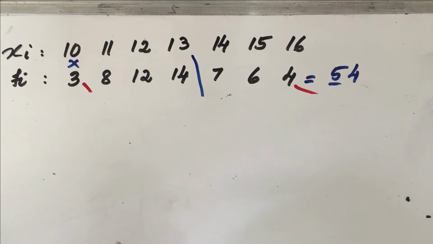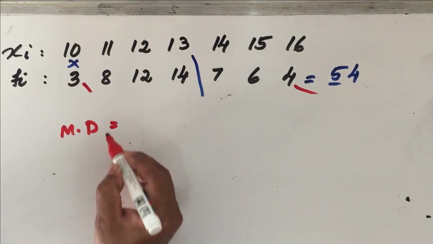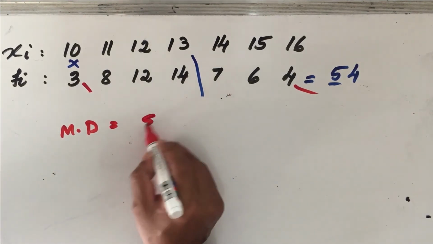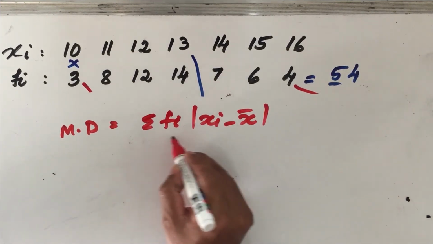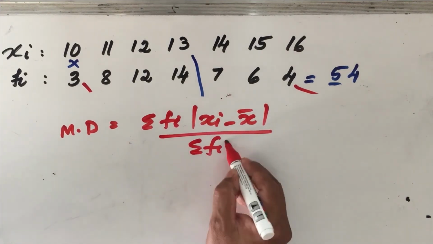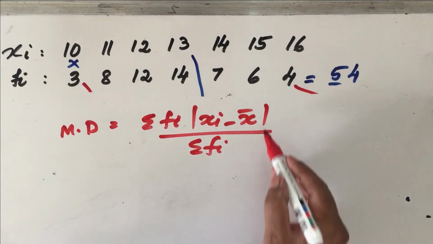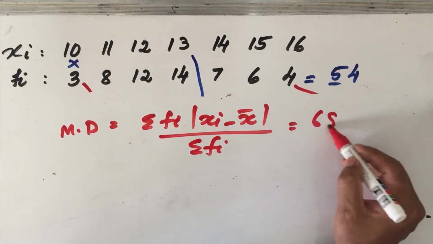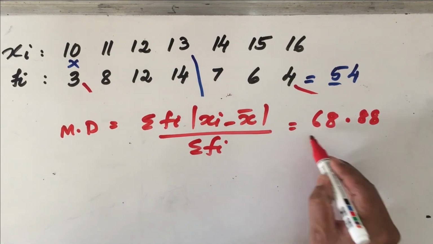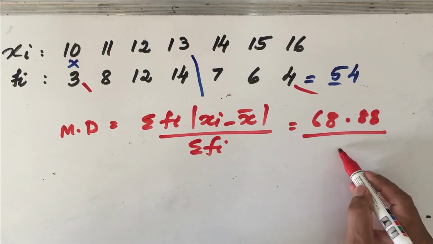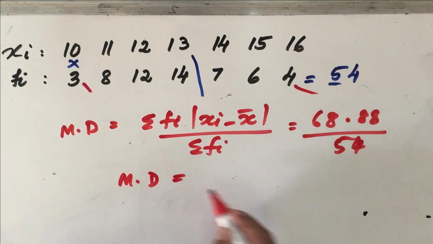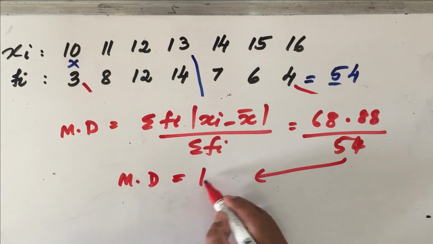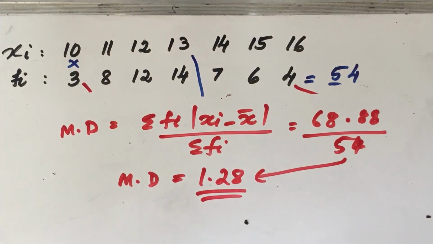Now the formula of mean deviation is equal to the summation of all the fi into modulus of xi minus x bar, divided by the summation of all the fi values. So this value we got, 68.88, divided by the summation of all the fi, which is 54. So mean deviation is equal to 1.28. So we got mean deviation as 1.28.